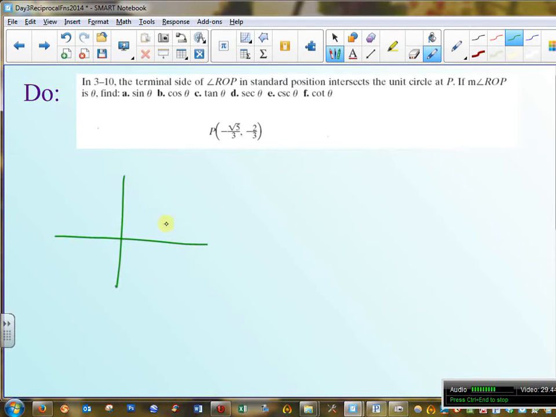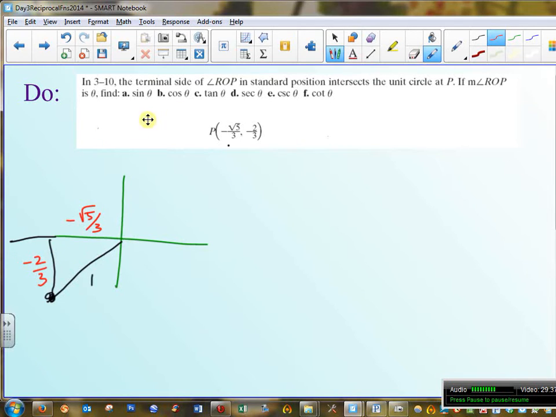Okay, if it's a unit circle, we know that the hypotenuse will be equal to 1. Here's the point. It's a negative and a negative, so it looks like we're down in quadrant 3 for this one. So I'll draw out my triangle in quadrant 3. I know the hypotenuse is equal to 1. My x-coordinate is negative square root of 5 over 3. My y-coordinate is negative 2 over 3.